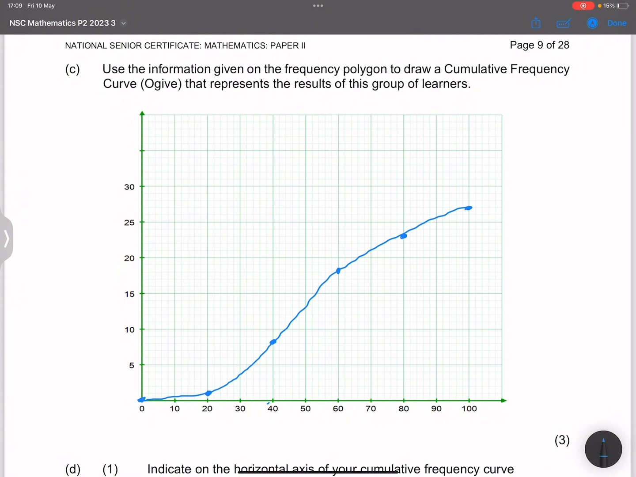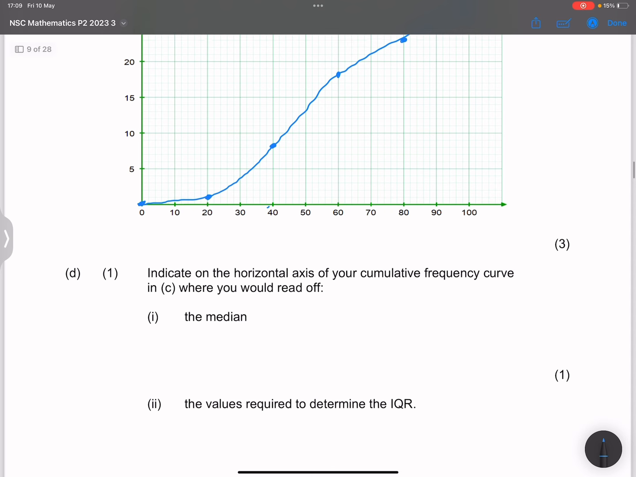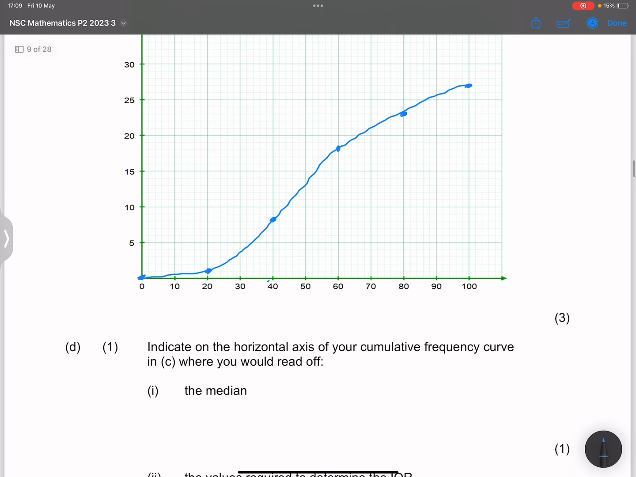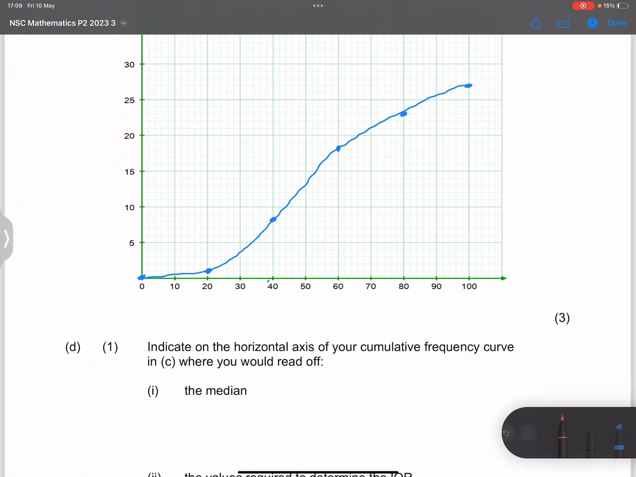Now, let's go to the next question. They say to us, indicate on the horizontal axis of your cumulative frequency curve in C where you would read off the median. There we go. Now remember, what is the median? That's 50%. It's the 50th percentile of your data.